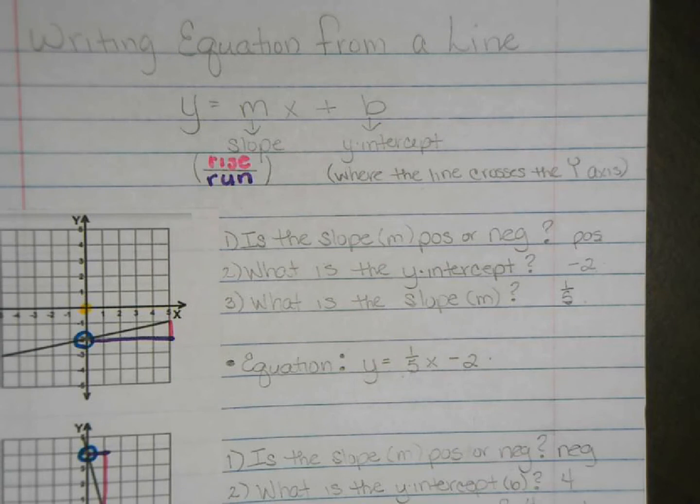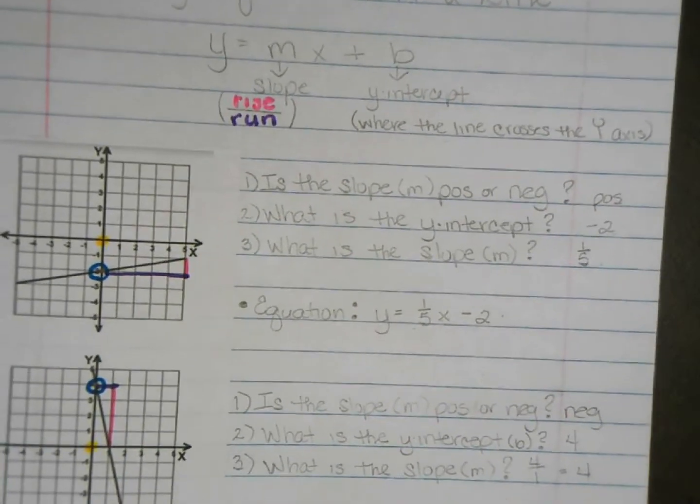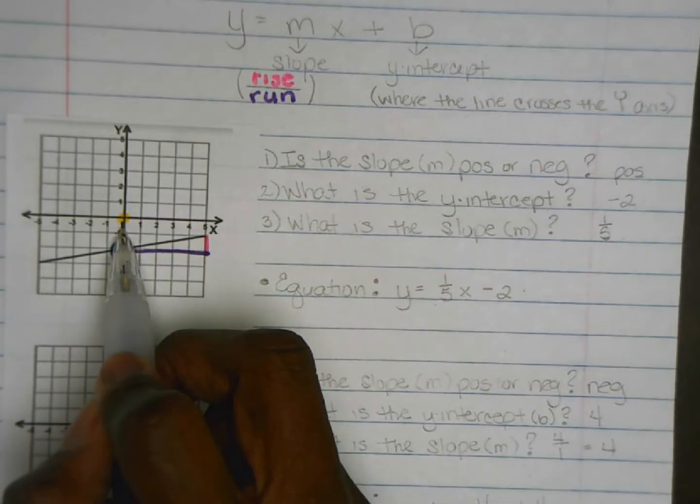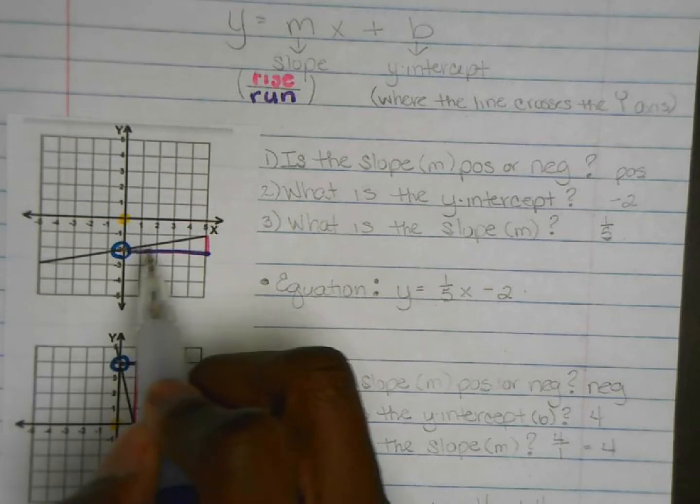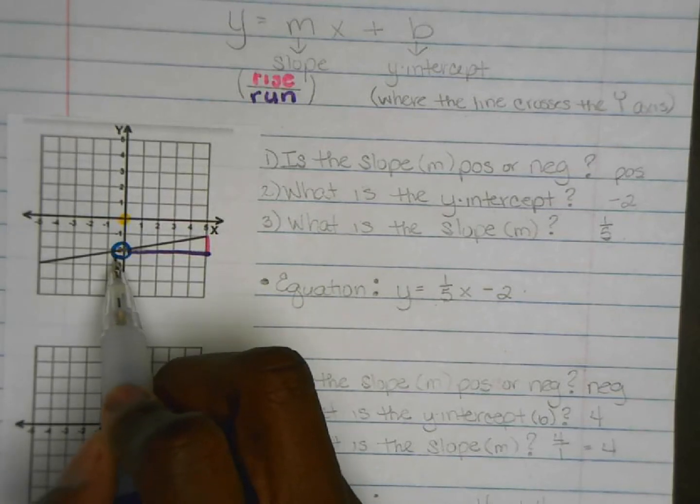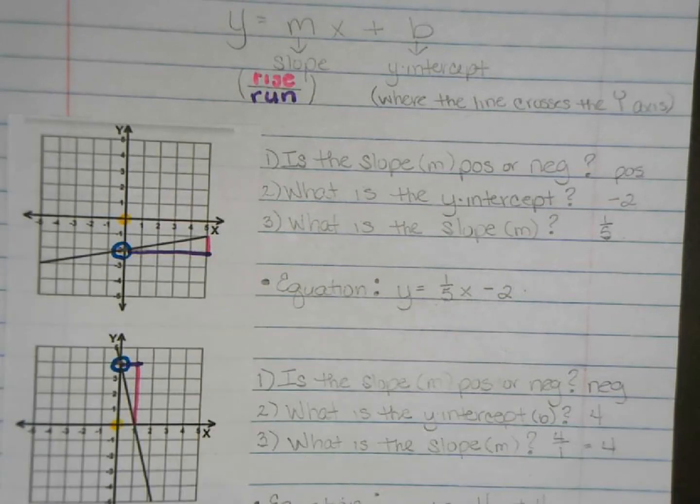Okay? So I like the colors. So I always want to identify my origin. I do that in yellow. I usually do blue for my y-intercept, and of course my rise over run is in pink and purple, just like you did in 7th grade, okay?